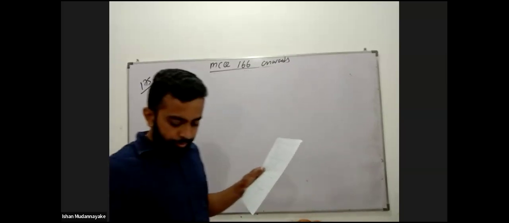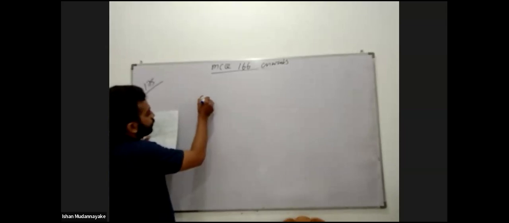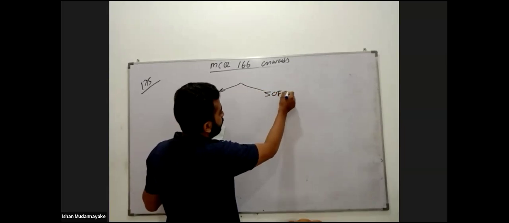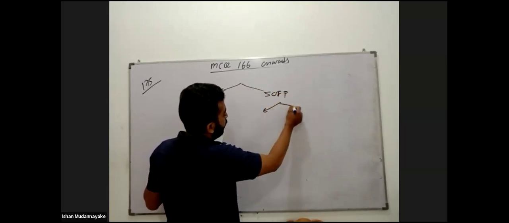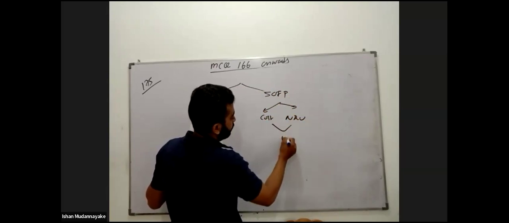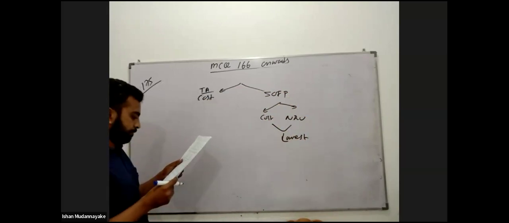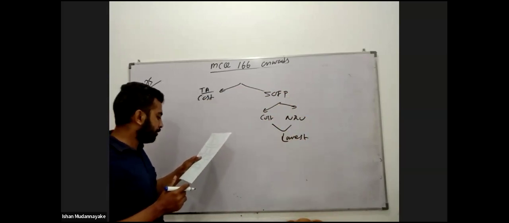Closing stock in the trading account. In the trading account, we need to show cost. Cost of the stocks we need to show in the trading account. In the statement of financial position, we need to show cost or net realizable value, whichever is lowest.